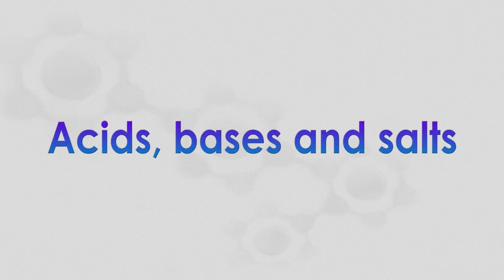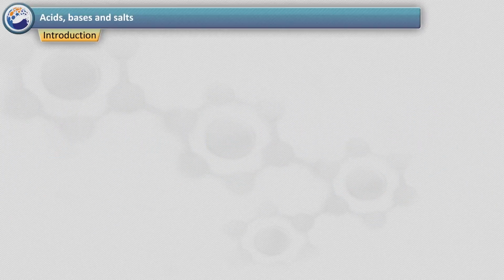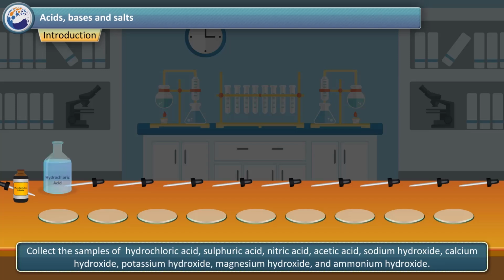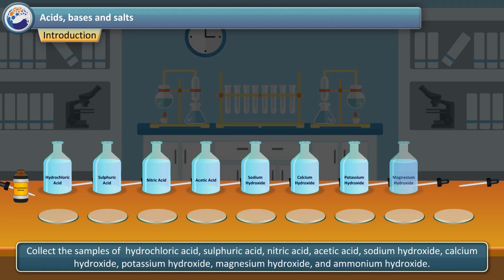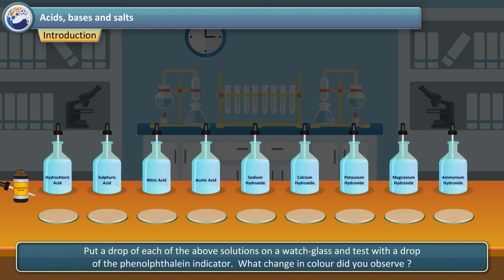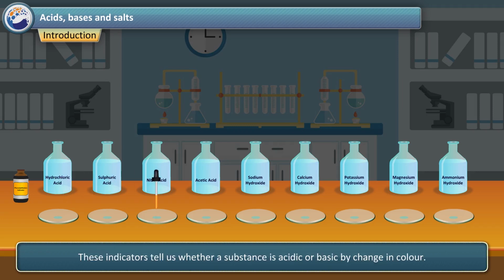Chapter 2 Acids, Bases and Salts. Collect the samples of hydrochloric acid, sulfuric acid, nitric acid, acetic acid, sodium hydroxide, calcium hydroxide, potassium hydroxide, magnesium hydroxide, and ammonium hydroxide. Put a drop of each of the above solutions on a watch glass and test with a drop of the phenolphthalein indicator. What change in color did you observe? These indicators tell us whether a substance is acidic or basic by change in color.